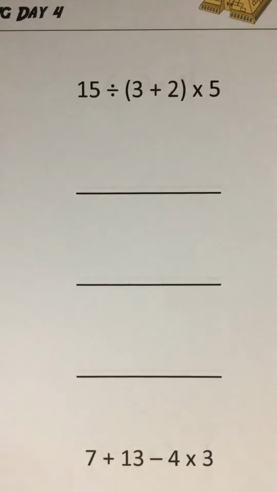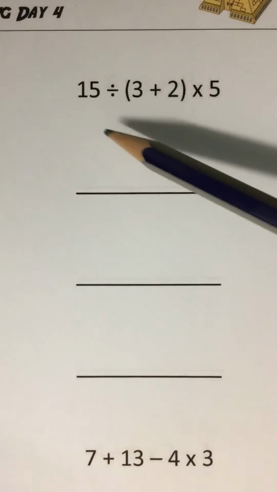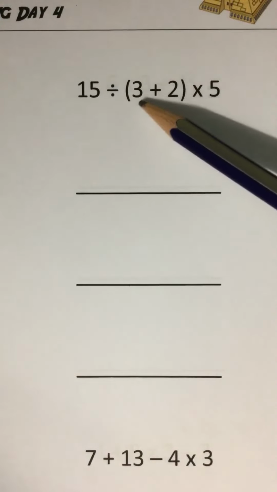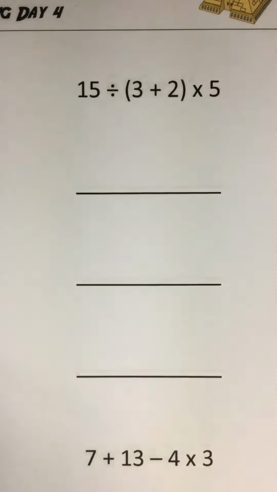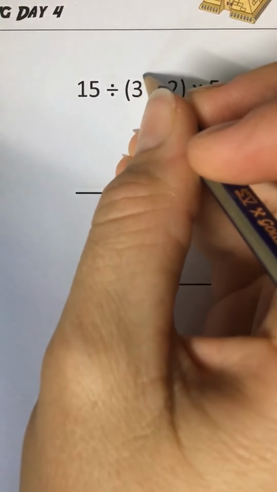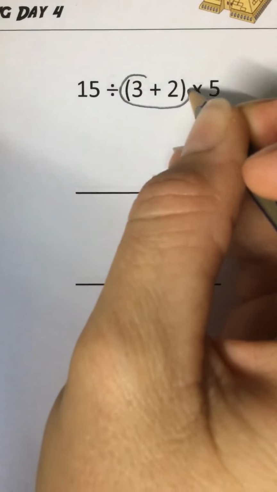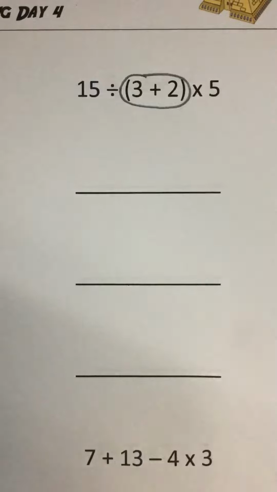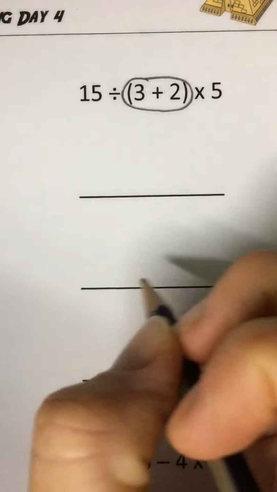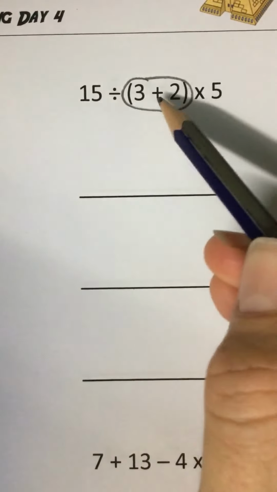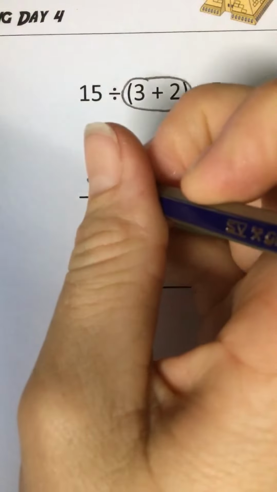So moving on to the next equation, we have 15 divided by 3 add 2 in parentheses multiplied by 5. So having a look at our order of operations code breaker, we'll see that the first operation we need to look at is the parentheses. So I'm going to go ahead and circle that. So 3 add 2 we know is 5. So now I'm going to rewrite that equation, placing the 5 in place of 3 add 2.